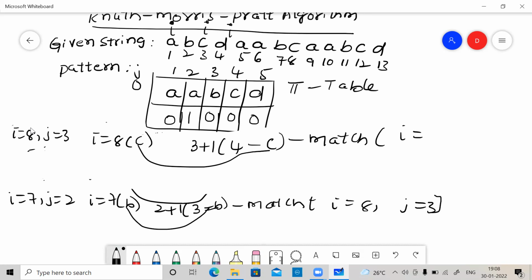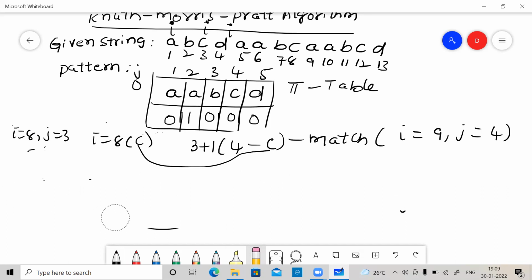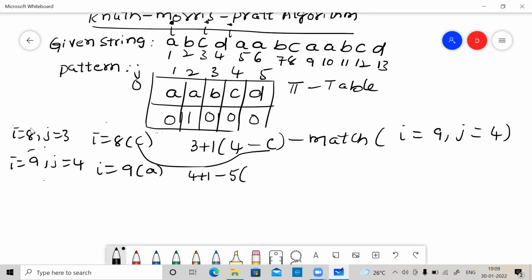Now I becomes 9 and J becomes 4. At I is equal to 9 and J is equal to 4, what is the value you are having? A. J plus 1, 4 plus 1, which gives 5. At index 5, you are having D. Now you can see mismatch.